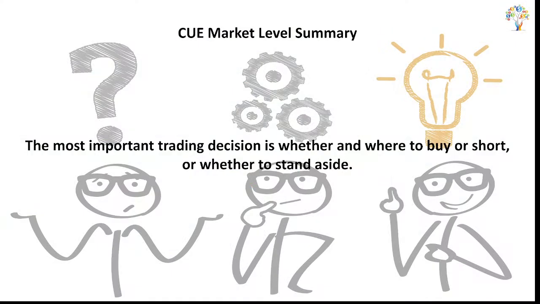Market level summary. The most important decision is whether and where to buy or short, or whether to stand aside. My decision this week is the same as it was last week. I'm not willing to buy, neither am I willing to short. I'll be able to buy if the trendline resistances are broken. I'll be able to short if it takes out Wednesday's low in multiple market instruments.